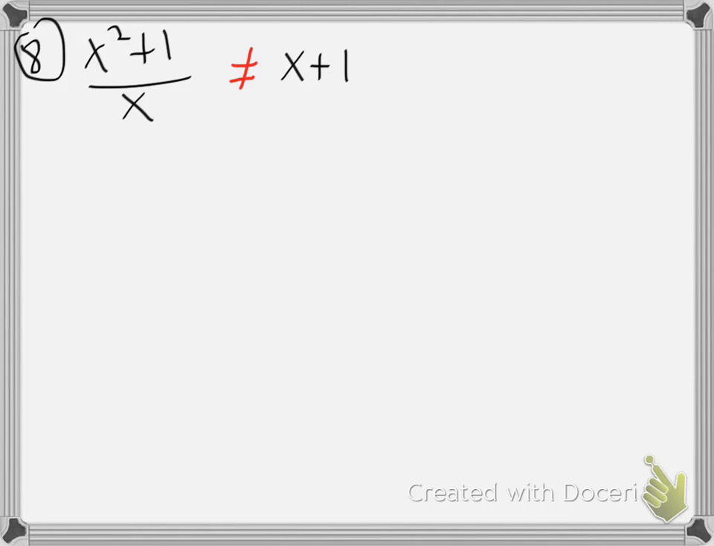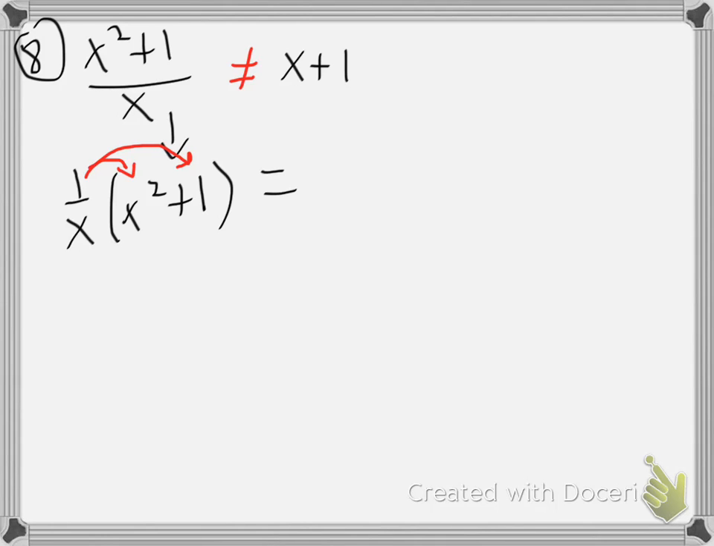If you think of it this way instead, 1 over x times x squared plus 1. In other words, I have to distribute the dividing by x to both terms in the numerator. Everything in the numerator is divided by x, not just x squared. So that would give you x plus 1 over x.